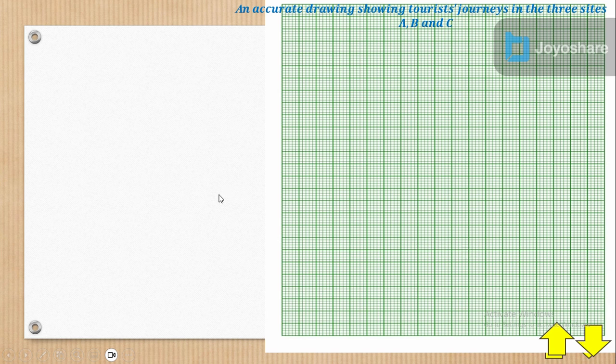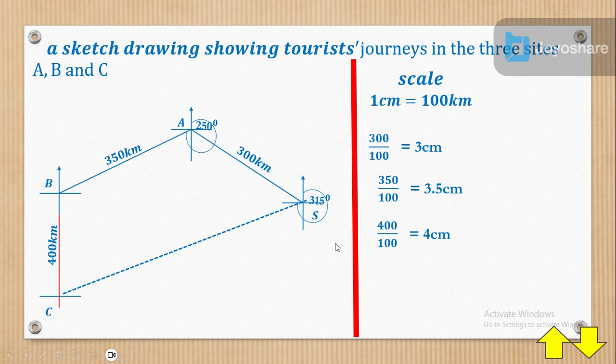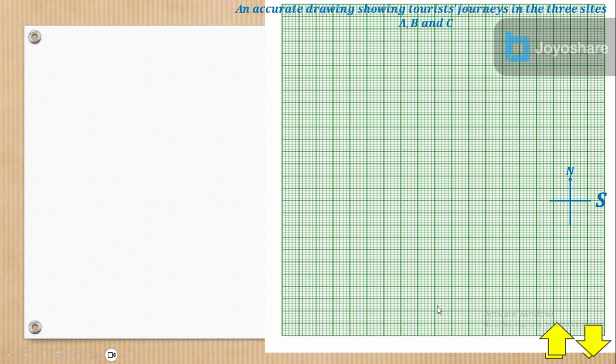Now, let's begin with point S. Our point S is there. Then, what do we require on point S as per the sketch? Point S has 315 degrees. Let's measure 315 degrees. So the 315 degrees will be that.